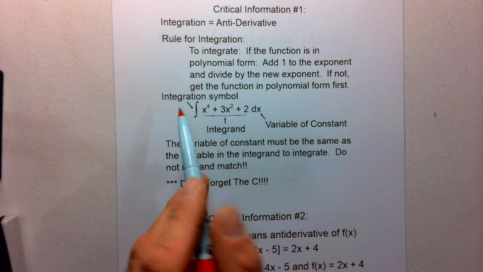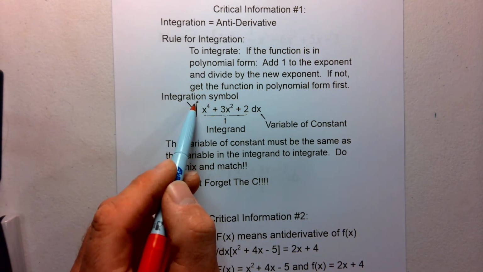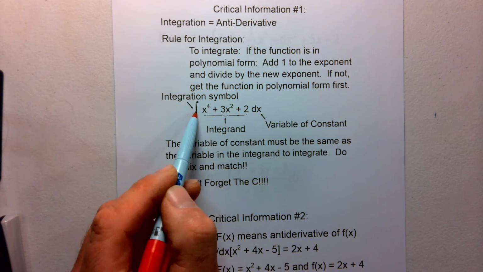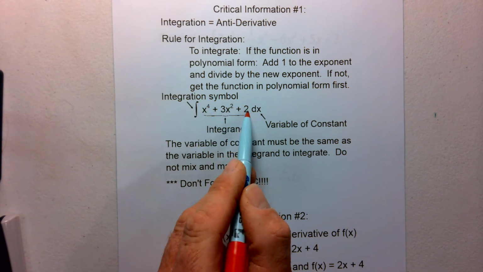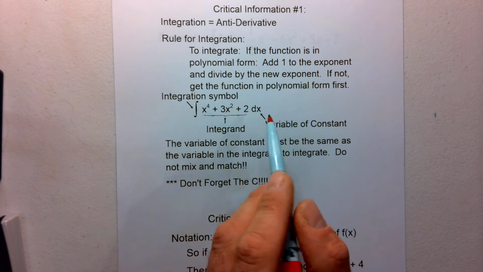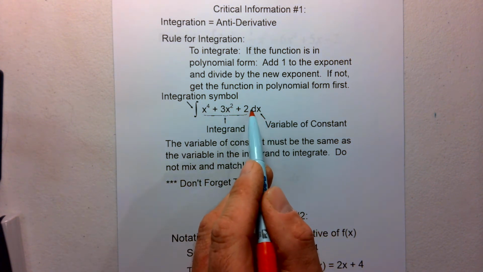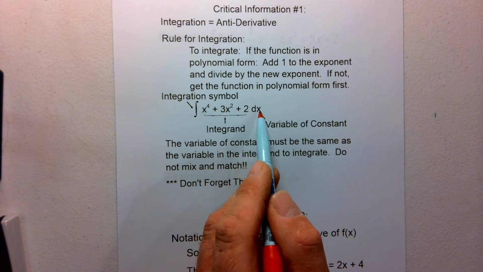All right. Some things that we're going to see, some symbolization. We're going to see this elongated s. That's very important to us. That tells us that we're going to integrate. That's our integration symbol. We have the function that we're integrating, which we call the integrand. And then, very important as well, we have this dx. This is going to be the variable of integration.